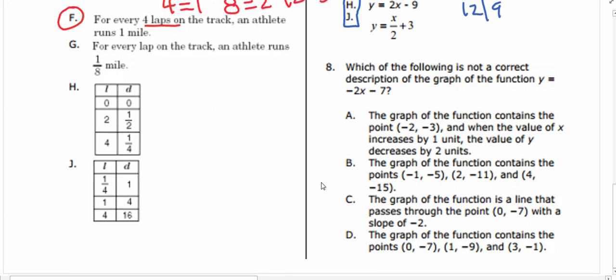let's look at the last one here. Question number 8. We'll do that in green. We haven't used green yet. Which of the following is not a correct description of the graph negative 2x minus 7?